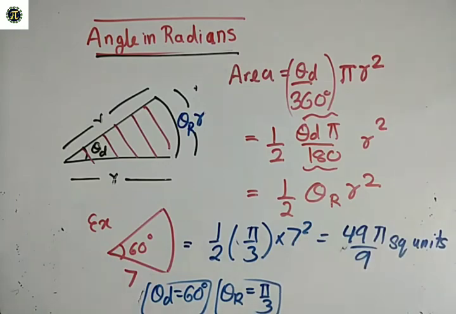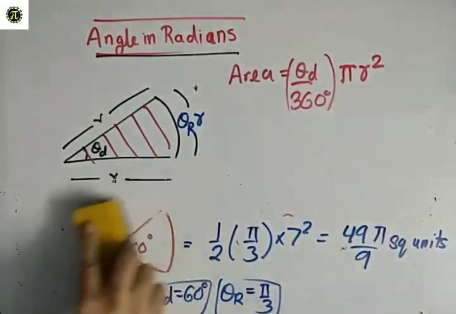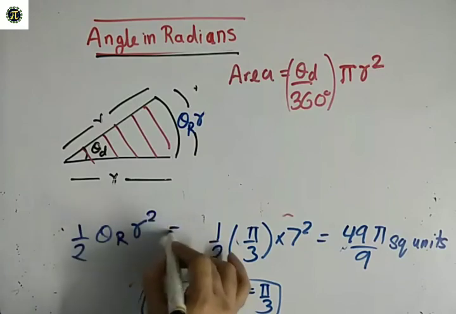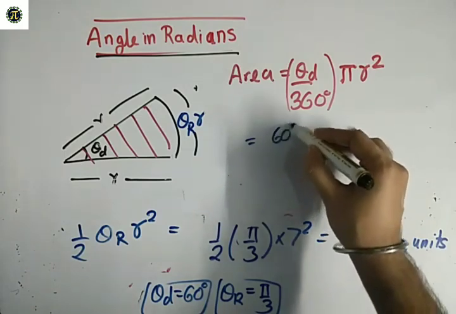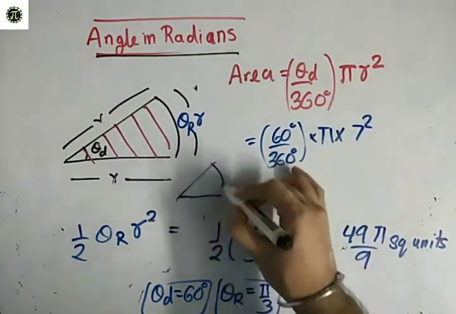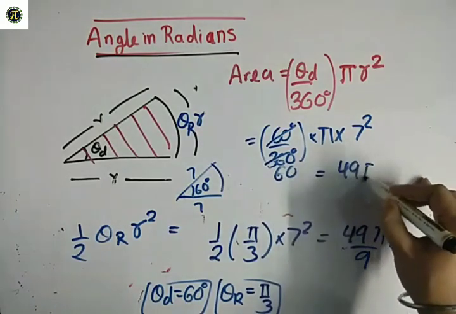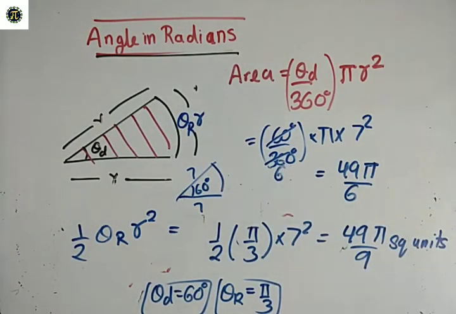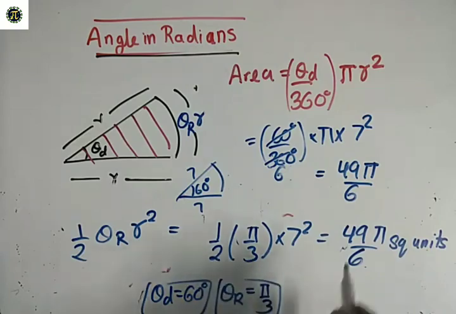And you can calculate this answer from your class 10th formula also. This time I used the formula half theta in radians into r square, and you can use this formula also. You can say 60 degrees by 360 into pi into 7 square for my given diagram, 7, 7, 60 degree area. So 1 by 6, and that is 49 pi by 6. Did we make a mistake here? Oh yeah, sorry, this is also 6. I'm sorry, this is 2 into 3, 6. So we got the same answer, right?